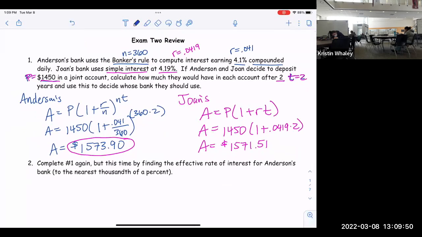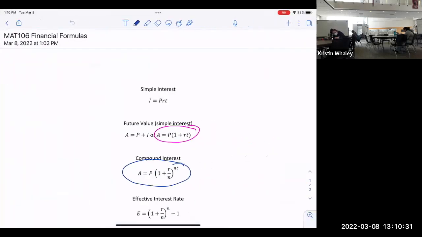So the next problem that I chose here just says to complete number one again, but this time by finding the effective rate of interest for Anderson's Bank. So effective rate of interest is basically saying for a compound interest problem, what would be the equivalent simple interest rate for 1 year? So even though it's compound interest, we're saying it's equivalent. So we already know for Jones Bank, hers was at simple interest of 4.19%. So we want to figure out Anderson's Bank would be equivalent to what simple interest rate if it were only for 1 year. So we're going to get some practice then with the effective rate of interest formula.